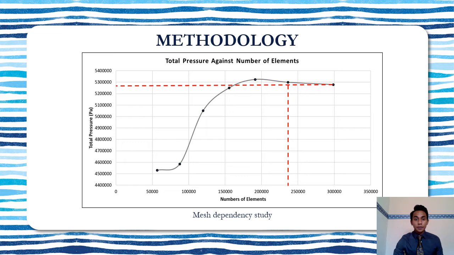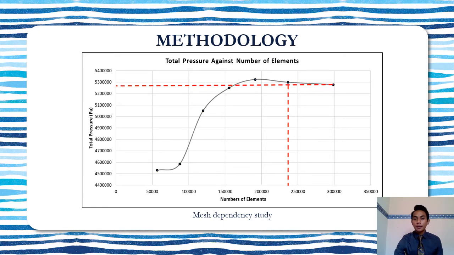From the table before, we plot a graph in Excel, and this is what our graph looks like. So we choose the number of elements as indicated by the red dotted line as the result shows. The difference quantified in total pressure in mesh 6 and 7 was less than 1%. So therefore, mesh 6 was in good agreement and will be used in the study to reduce computational time and memory use.